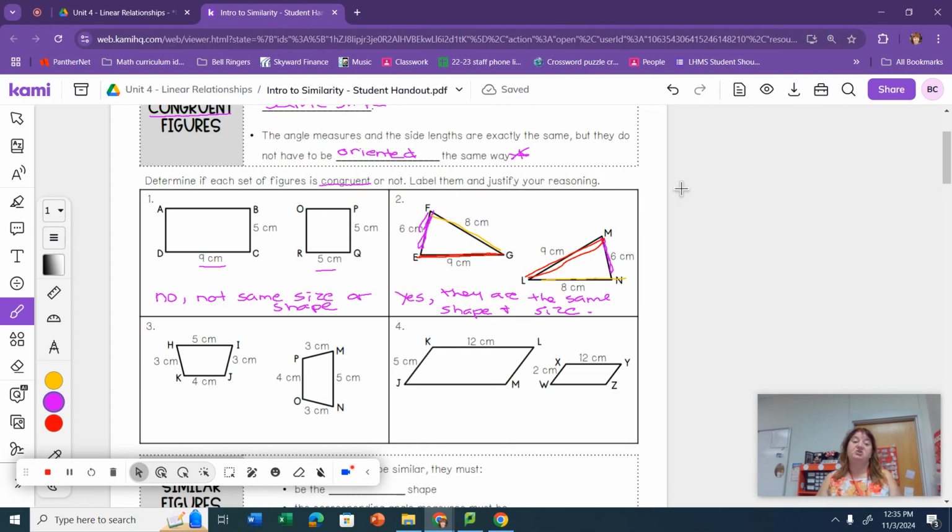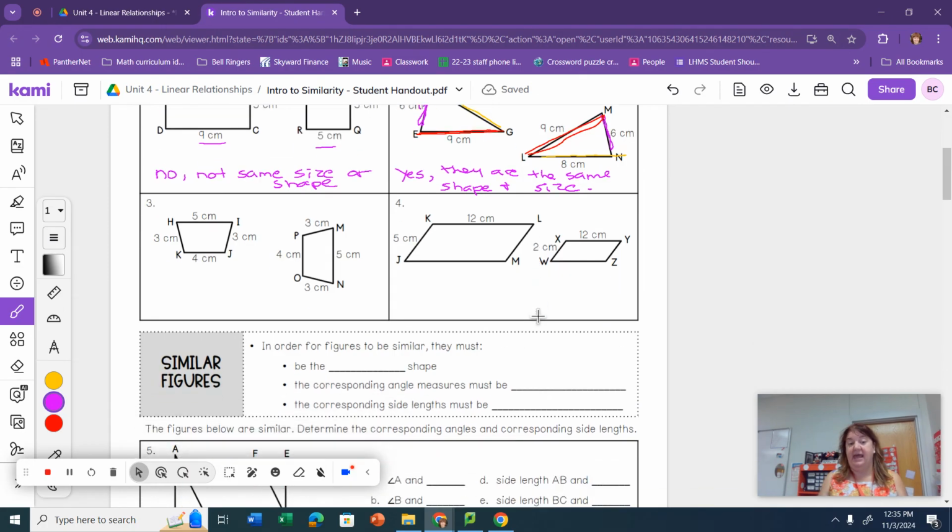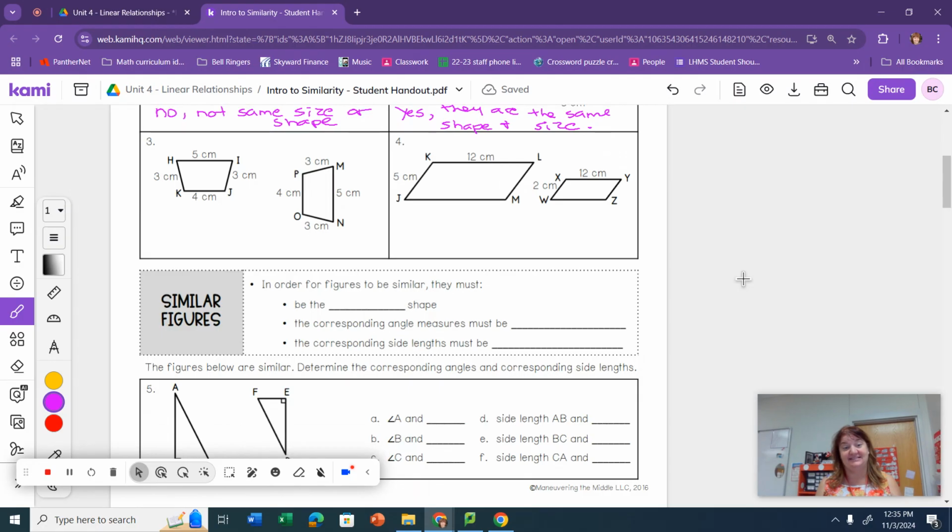Okay? I want you to answer numbers 3 and 4. Okay, how did you do? Did you get them right? I hope so. Keep in mind, you can always go back through and do this again. I know with my classes, I give you 2 chances to do this. So if you didn't get it right, I hope you get it right the next time.